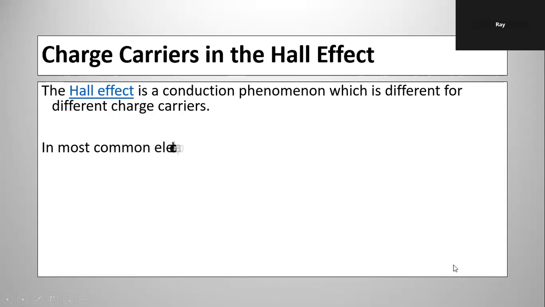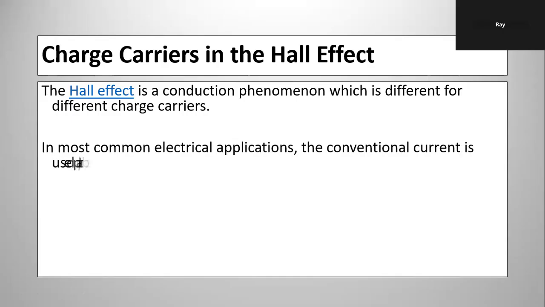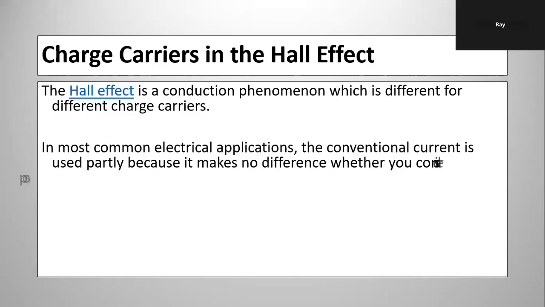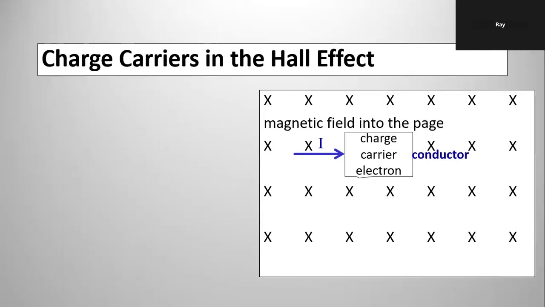The Hall effect is a conduction phenomenon which is different for different charge carriers. In most common electrical applications, the conventional current is used, partly because it makes no difference whether you consider positive or negative charge to be moving. We can study the charge carrier in a conductor or semiconductor. What's the charge carrier that's moving?